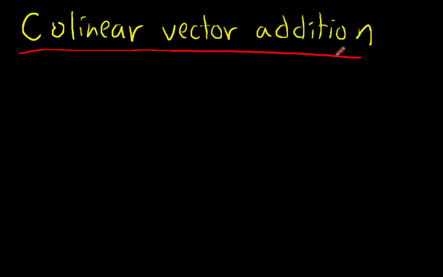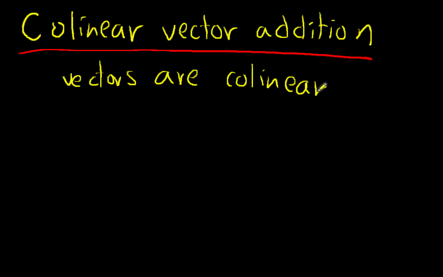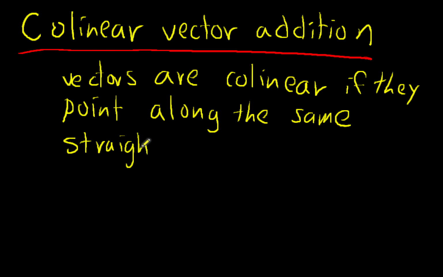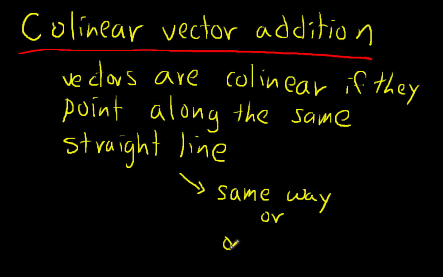We're going to start with collinear vector addition. You're already pretty familiar with collinear vector addition from your 1D motion study, which is why it's a good place to start. Vectors are collinear if they point along the same straight line. Remember from your study of math that the word linear means straight line. Vectors are collinear if they're both pointing along the same straight line. This means that they're pointing the same way or opposite.